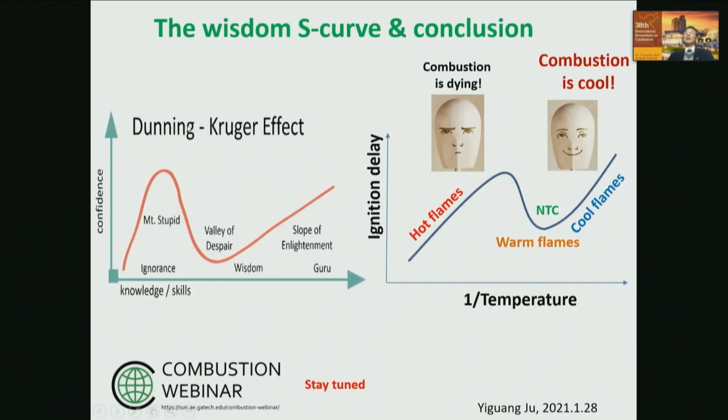Look at this. I try to show you this Gartner S-curve, which is the confidence of mankind as a function of the knowledge we have. When people gain knowledge, they become overconfident and even become stupid at the peak of the knowledge. And then you look at the valley and say, oh, you know, nothing can be done. Until they pass this despair valley, and again, they become smarter, and then they feel happy and have more innovation. So in combustion, we are at the stage of these NTC curves.